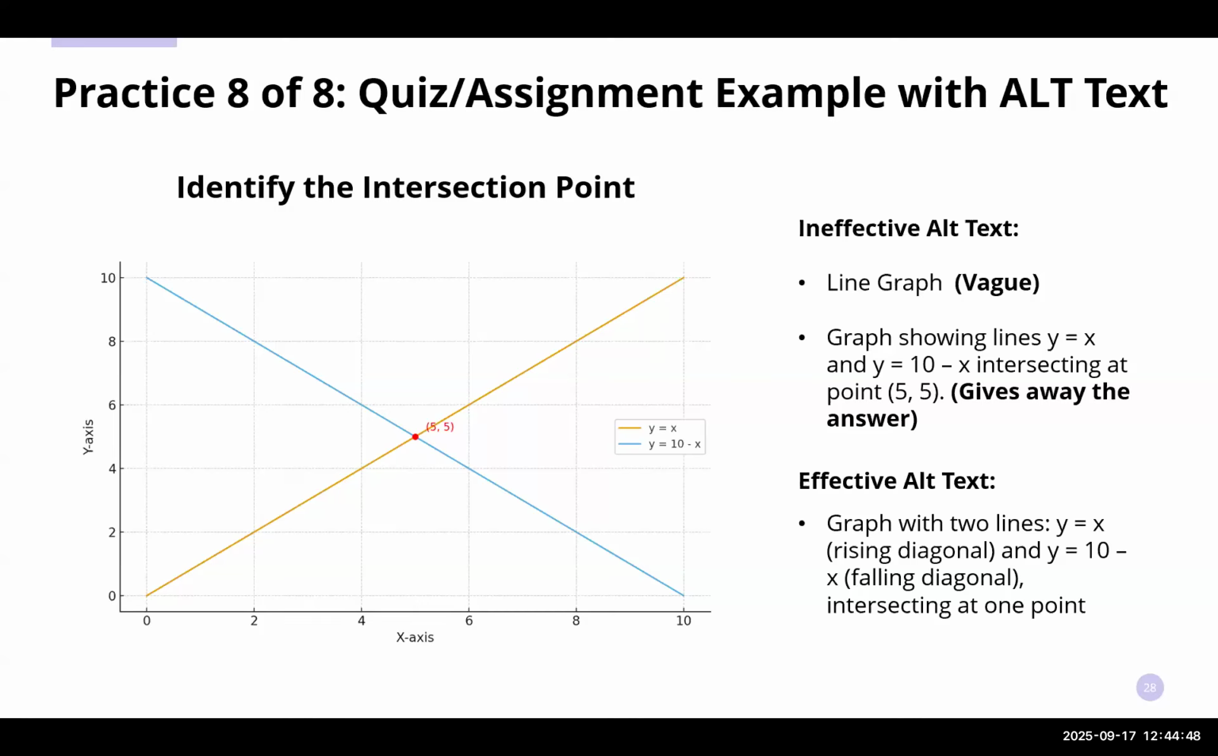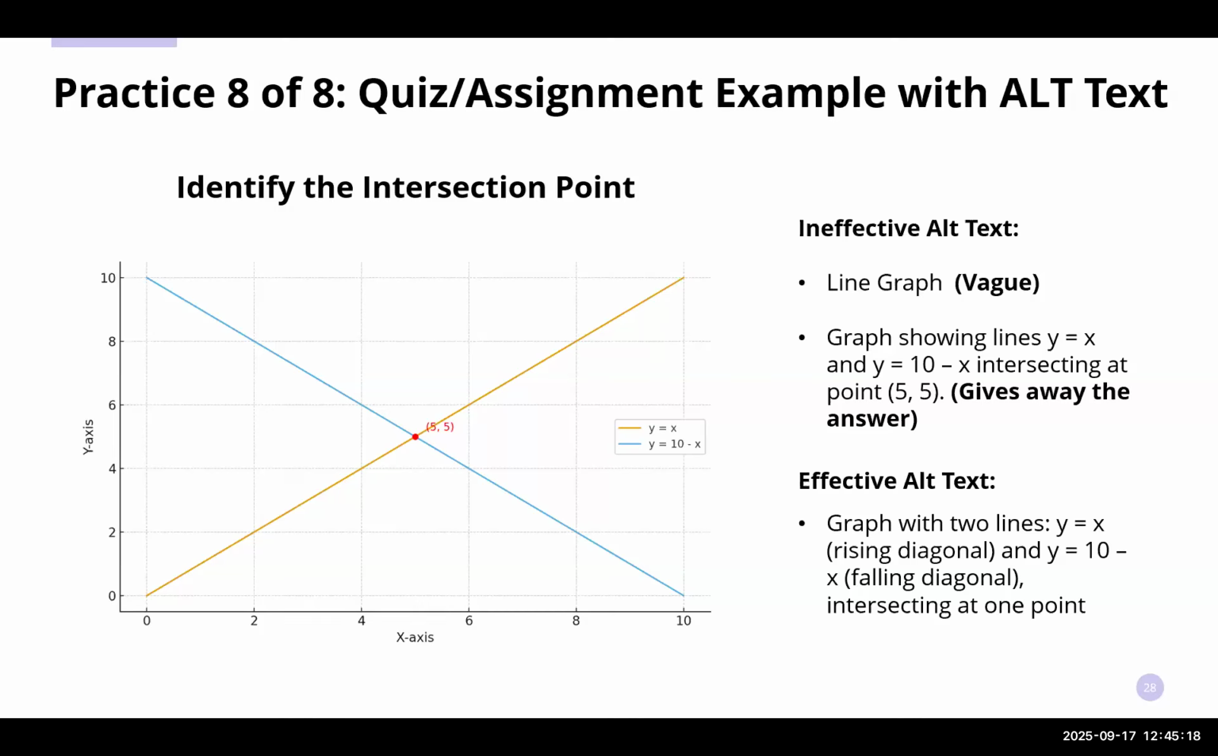So what could be a better option? Maybe "graph with two lines, y equals x, rising diagonal, and y equals 10 minus x, falling diagonal, intersecting at one point." So this version does not reveal the answer, and it clearly describes what is in the image. That is the two lines, their directions, while leaving enough for the student to interpret the answer on their own.